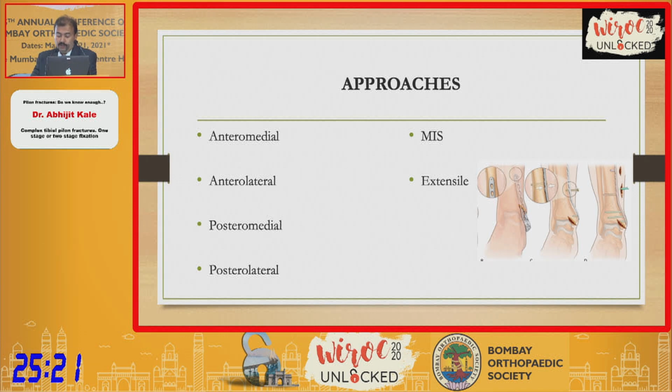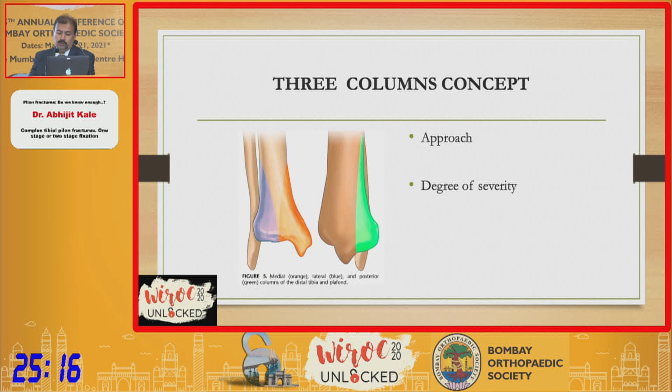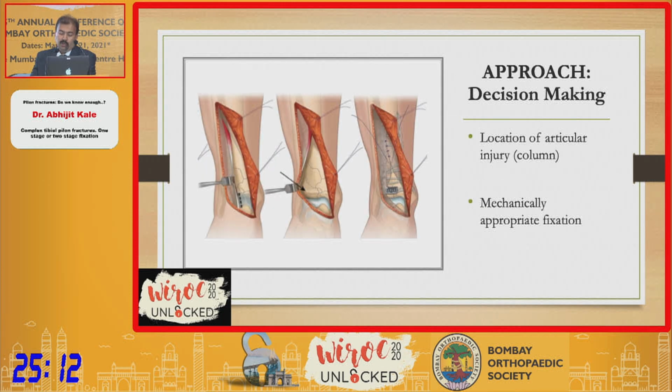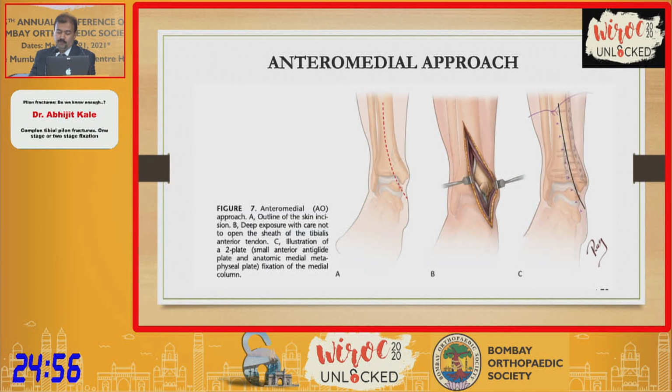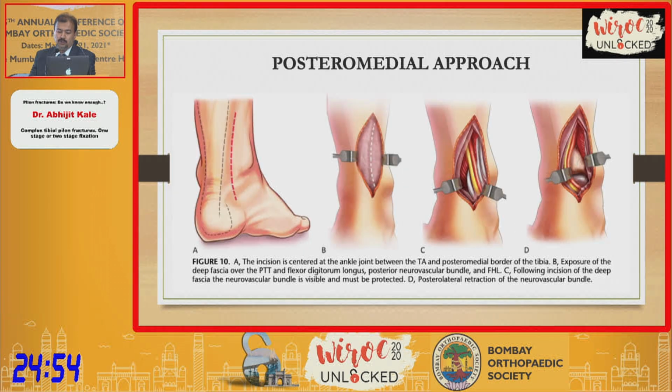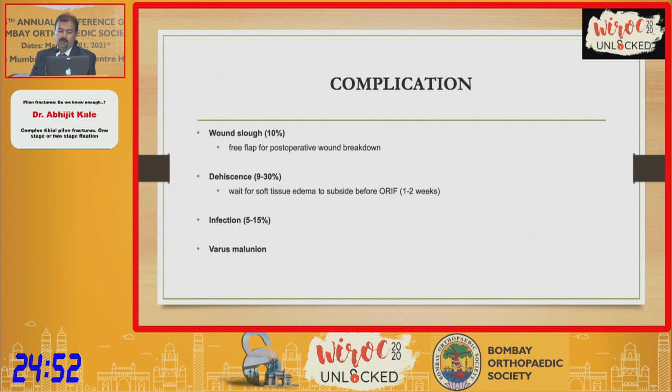My co-convener, Dr. Shetty sir, has already described the various approaches, so I won't go into the details. He has also mentioned the 3-column concept. Basically, what decides your approach? It is essentially the location of the articular fragment and balancing the biomechanics. That's what is going to dictate your approach. The MIPO approach is best used in an extra-articular injury or a periarticular injury. Then we have these various approaches which have already been described.